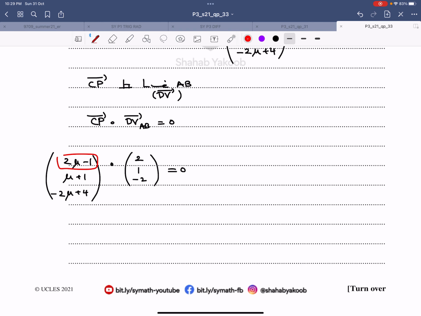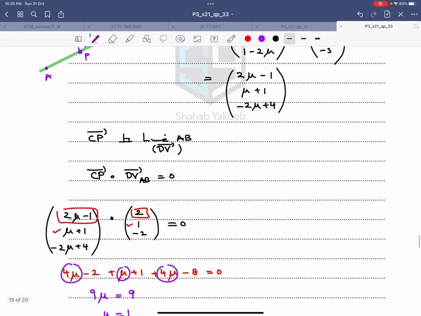So let's simplify this. Therefore this is 4 mu minus 2, and then mu plus 1, and this one is minus 2 into minus 2 mu, that is positive 4 mu, and this is negative 8, equals 0. Now 4 mu, mu, 4 mu, that is 9 mu altogether. And negative 8, negative 2 is negative 10, plus 1 is negative 9, transferred, that is 9. So therefore mu comes out to be a beautiful 1.